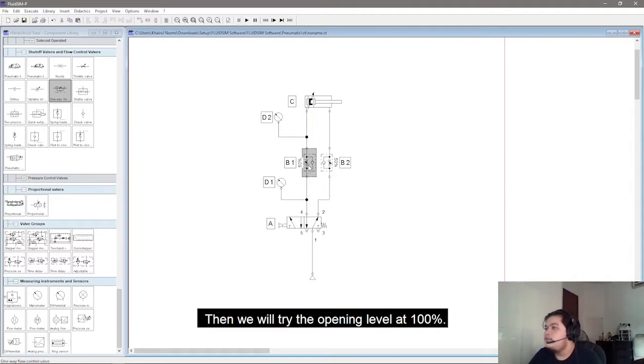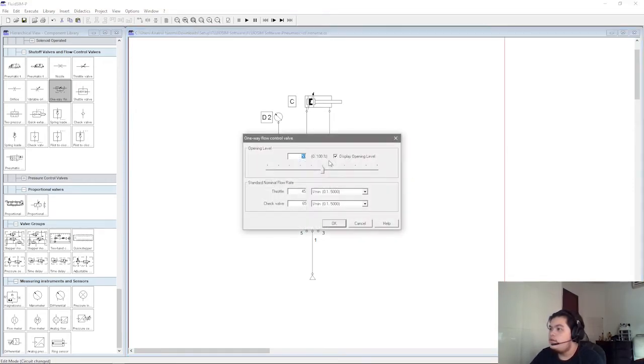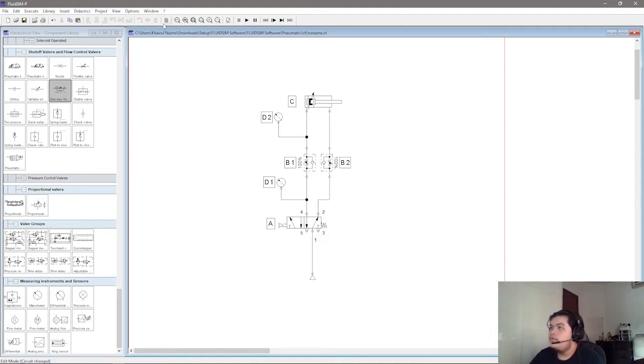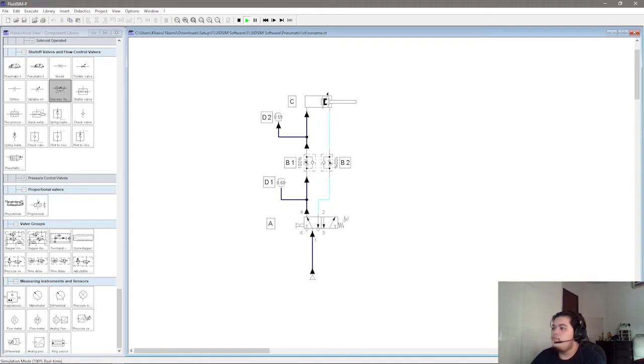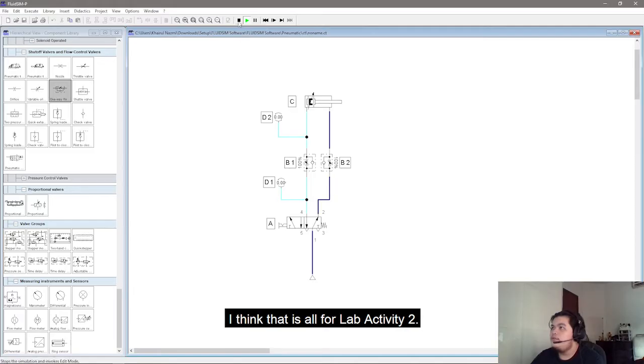Then we'll try it at 100%. So then play, and when we open valve A, here, when you press valve A, when you open valve A, the piston quickly changes its position from left to right. So I think that's all for lab activity 2.